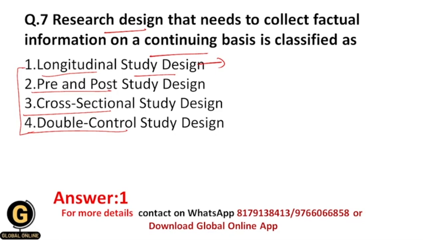In the pre and post study design, measurements are taken before and after treatments, and that's why it is called the pre and post study design. Cross-sectional study design is the design in which a researcher takes information from lots of participants at one period of time. In the double control study design, there are two control groups and one experimental group, and that's why it is called the double control study design. The correct answer is 1, that is longitudinal study design.